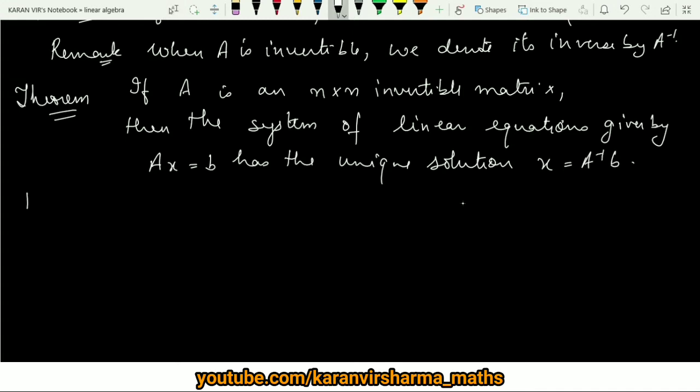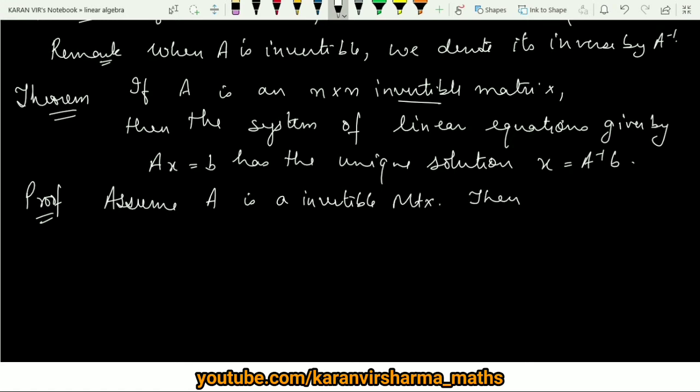Fine. So let us prove this theorem. What this theorem states is that if A is an n cross n invertible matrix, then the system of linear equations given by Ax equals B has a unique solution, and the solution is nothing but x equals A inverse B. We need to prove this theorem in two parts: the existence part first, and then the uniqueness part. It's a very simple theorem. Since it is given that A is an n cross n invertible matrix, my first assumption will be: let A be an invertible matrix.